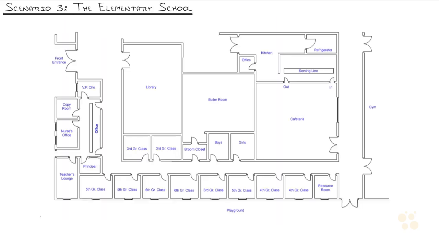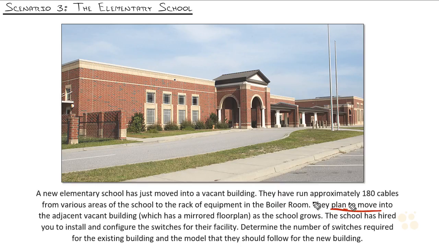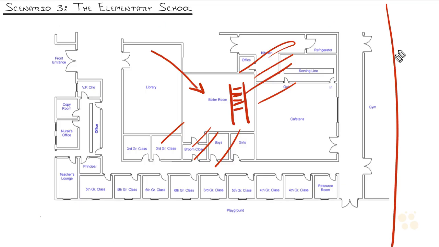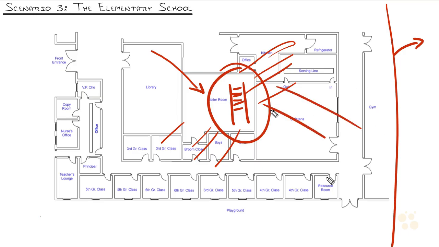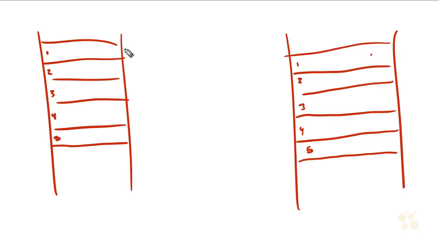But what about when we introduce the second building? We just put the network design in play for the main building where we've got that rack with the 5 switches sitting in there now, 180 some cables all feeding that room. But the scenario said that the school is planning to move into the adjacent building that has a mirrored floor plan. So in that building over there to the right of this one, I would expect the same kind of design. We've got the rack, we've got the 5 switches, we've got the 180 cables running into there. But then how do you connect that rack in building 1 over to the rack in building 2?